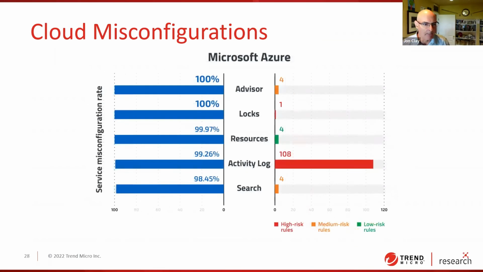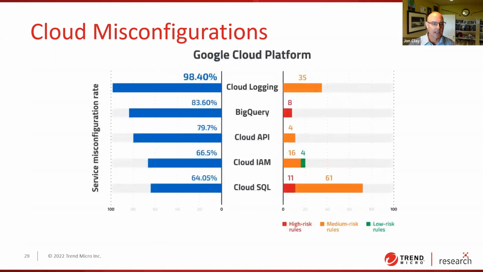This was on Microsoft Azure. You can see we had high risk rules, medium risk rules, even some low risk rules, but from Advisor and Locks, there was a 100% misconfiguration rate. So everybody within our customer base who had those services running in Azure misconfigured them at some point in time. And the other ones are 98, almost 99%. So a huge amount of misconfigurations in Microsoft Azure. That's where training and education is obviously going to be key.